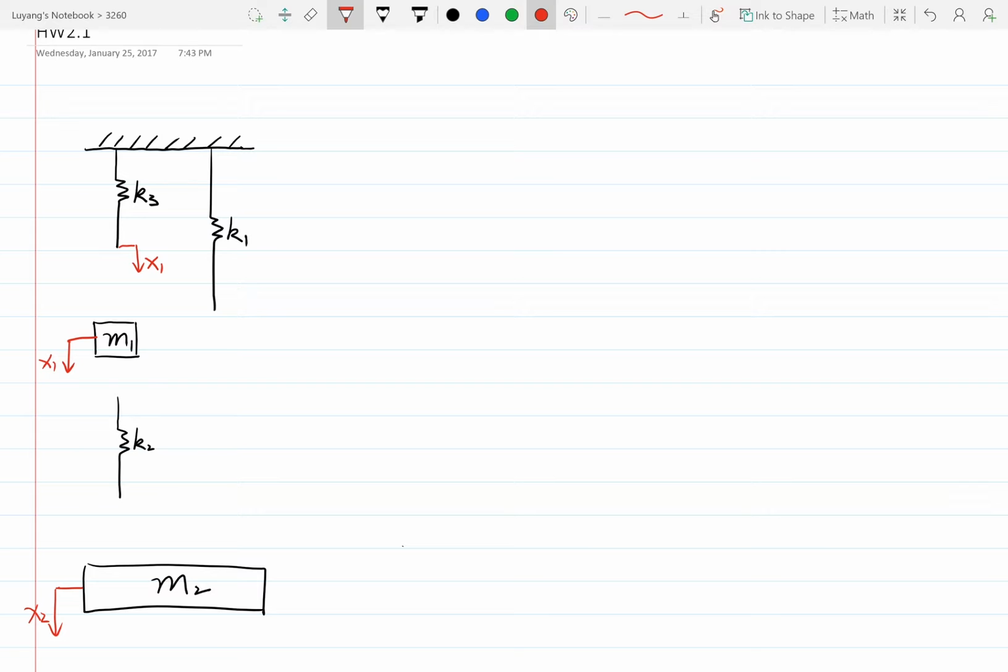And this end, the upper end of K2, the displacement of the upper end of K2 is also x1, and the displacement of the lower end of K2 is x2 because it's connected to M2, and the displacement of this end of K1 is also x2.